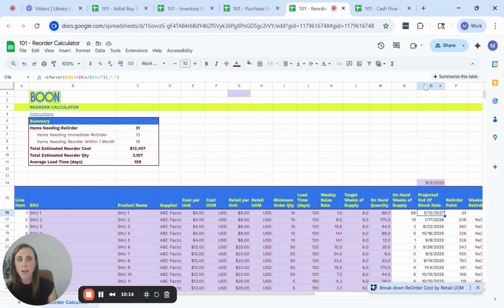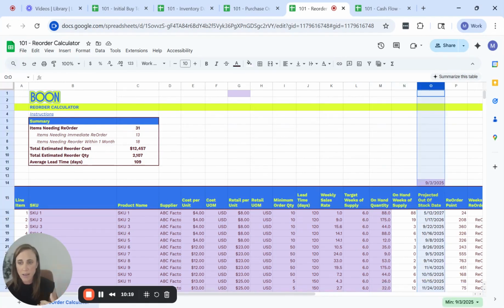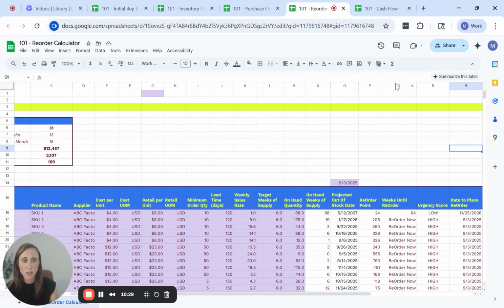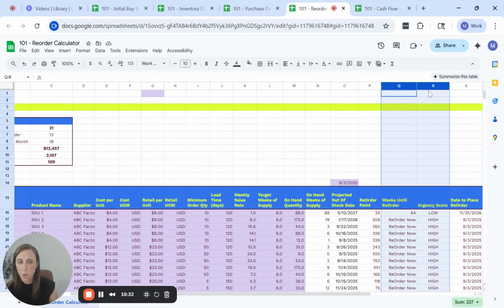And this is a really great column, something we would look at immediately. Across this whole assortment, where are the places where I'm going to run out of stock quickly? The file is already doing that for you. Then you can look over to the next two columns, the weeks until you need to reorder and your urgency score. That weeks until you need to reorder is calculated based on what you're selling and what you own. How long can you wait to place that order?